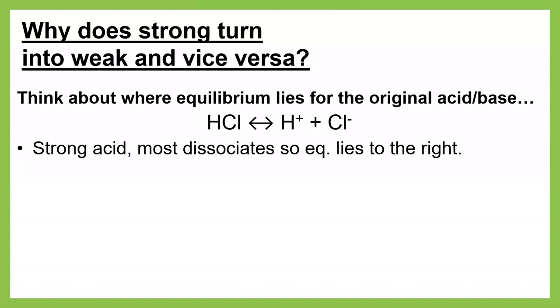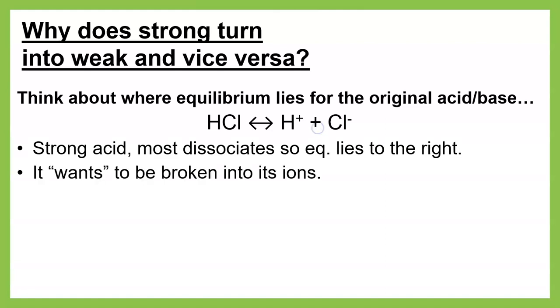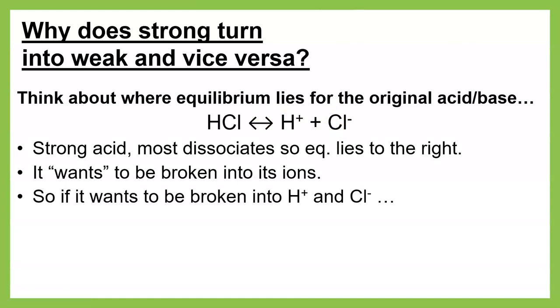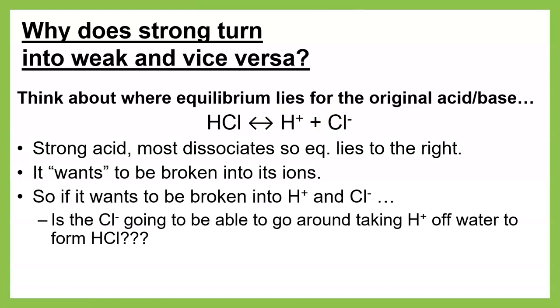So why on earth, if it's trying to dissociate, would that chlorine go around ripping off hydrogens from water? It wants to just be a chloride ion floating around. It's not going to try to go backwards, right? And so this chlorine is not going to choose to take hydrogens back.